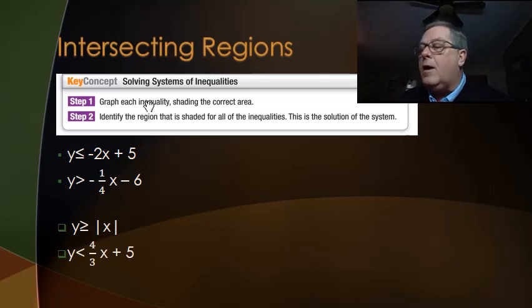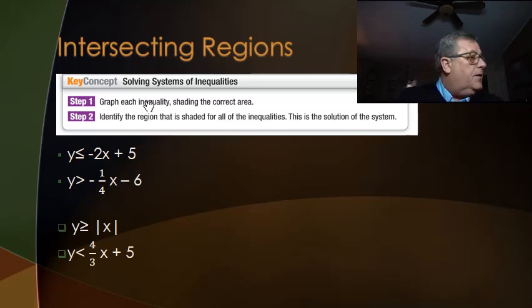All right, well, we waded our way through solving systems of equations, two equations. A little bit later, we're going to solve systems of three equations. But now we're going to look at solving systems of inequalities by graphing. And so we have some instructions here.